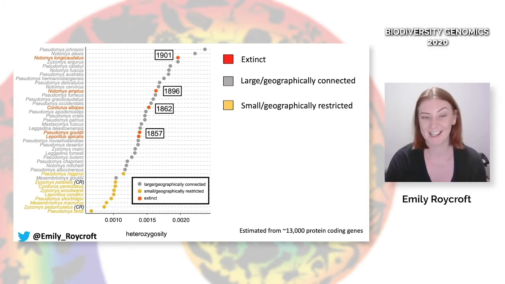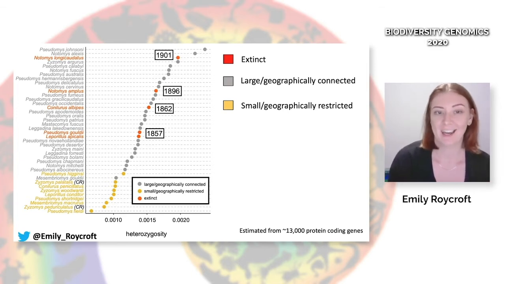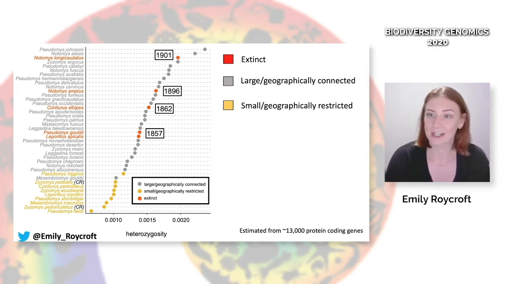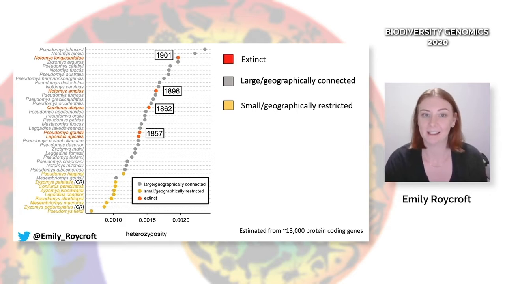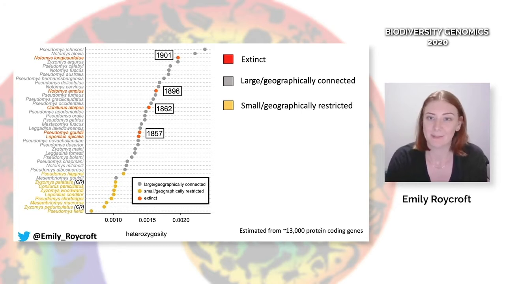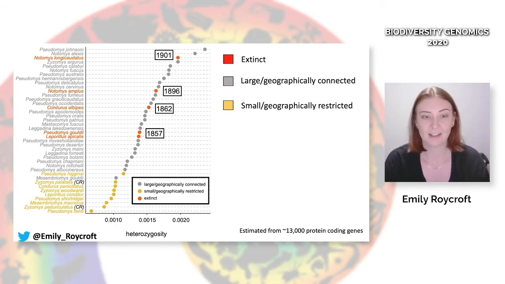So what you can see is that extinct species are falling well within that distribution of grey dots. And these grey dots are those large or geographically connected and relatively stable populations. What this tells us is that at the time that these specimens were collected of the extinct species, which the dates are indicated next to the dots, these species were potentially relatively stable and relatively large populations.